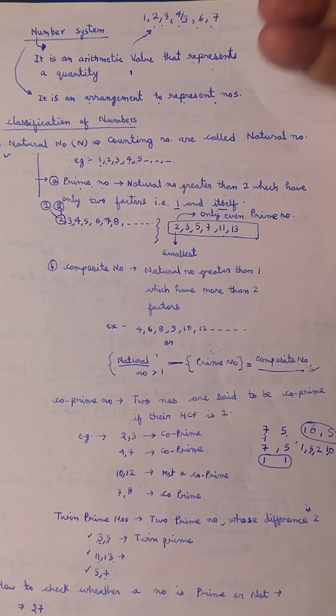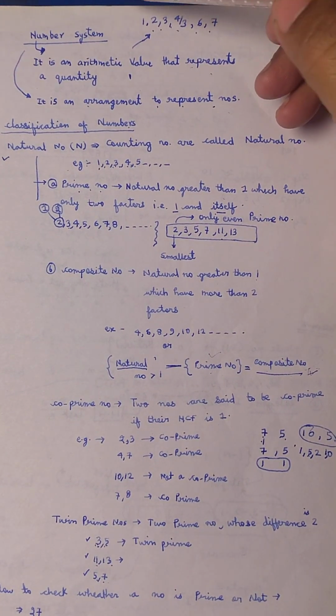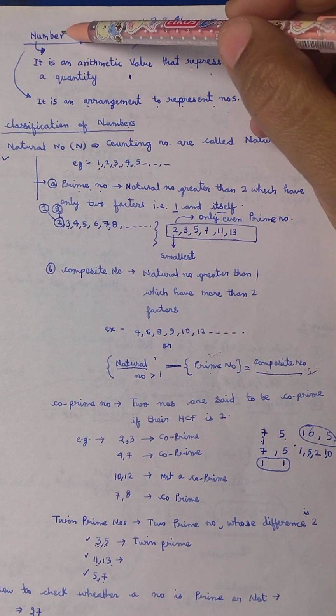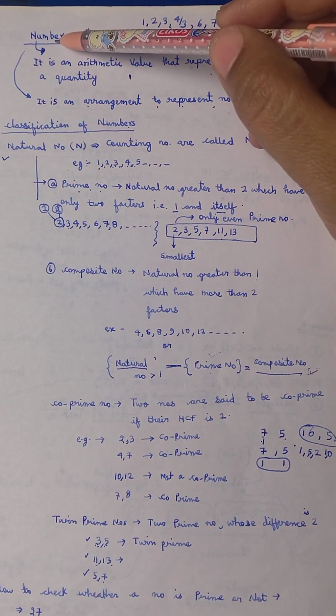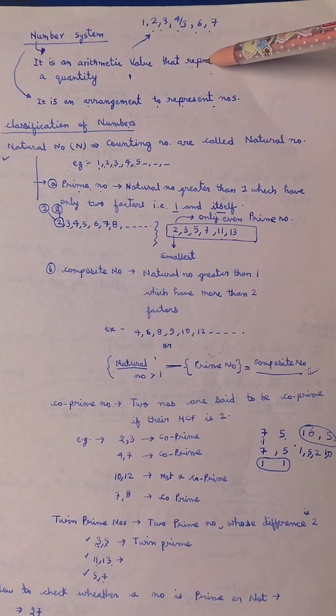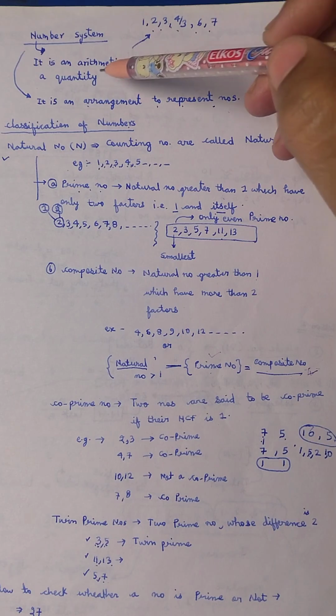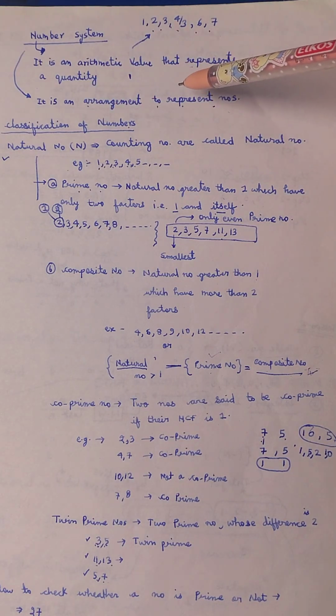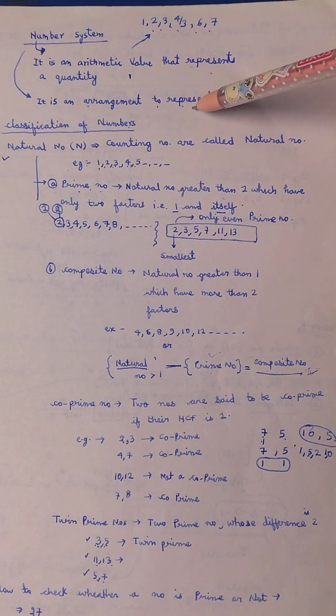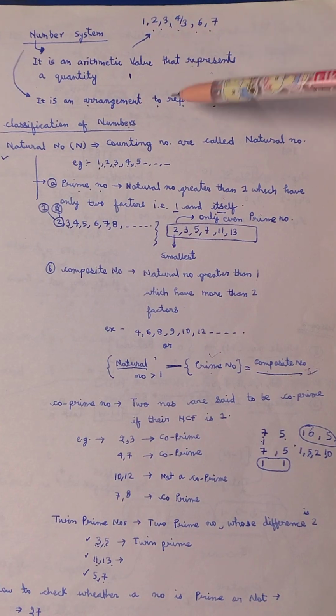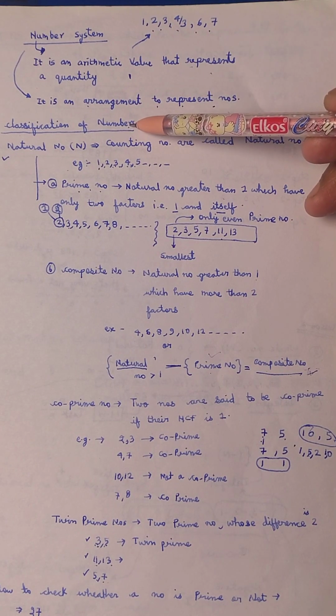Hello students, let's see number system. So what is number? Number is an arithmetic value that represents a quantity. Now what is number system? It is an arrangement to represent numbers. Now numbers have been classified into various categories.